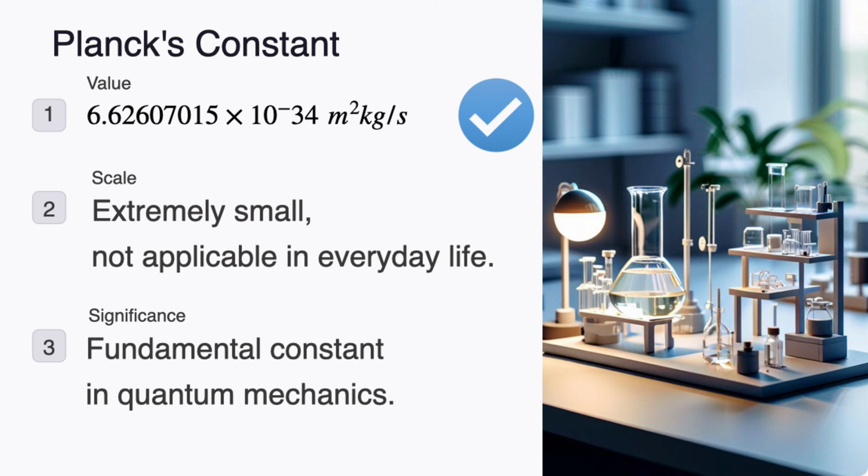So what is the value of this Planck's constant? The actual value of Planck's constant is about 6 times 10 to the power of minus 34. Notice that the power of 10 is 34. How small is this number? You know what we call a billionaire, right?